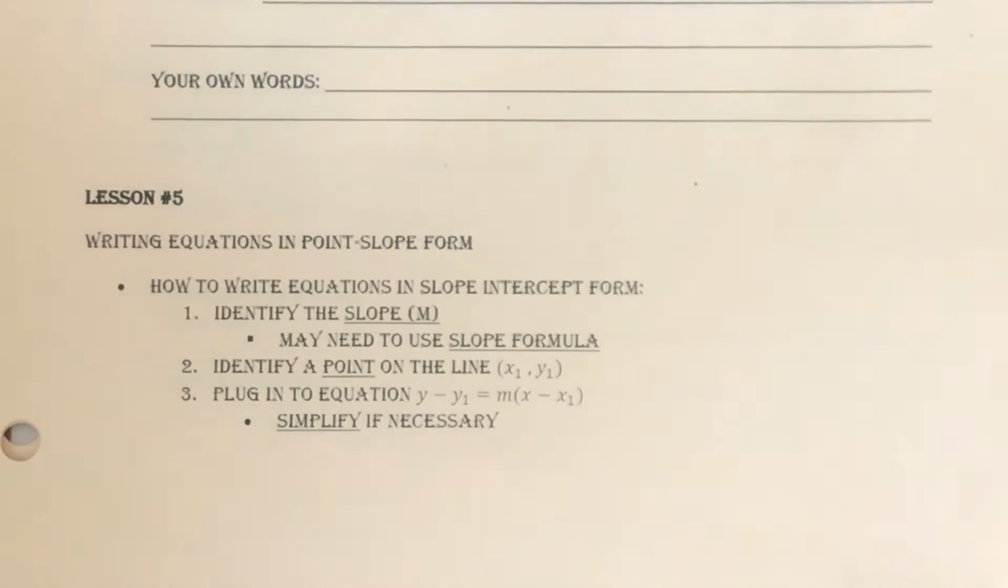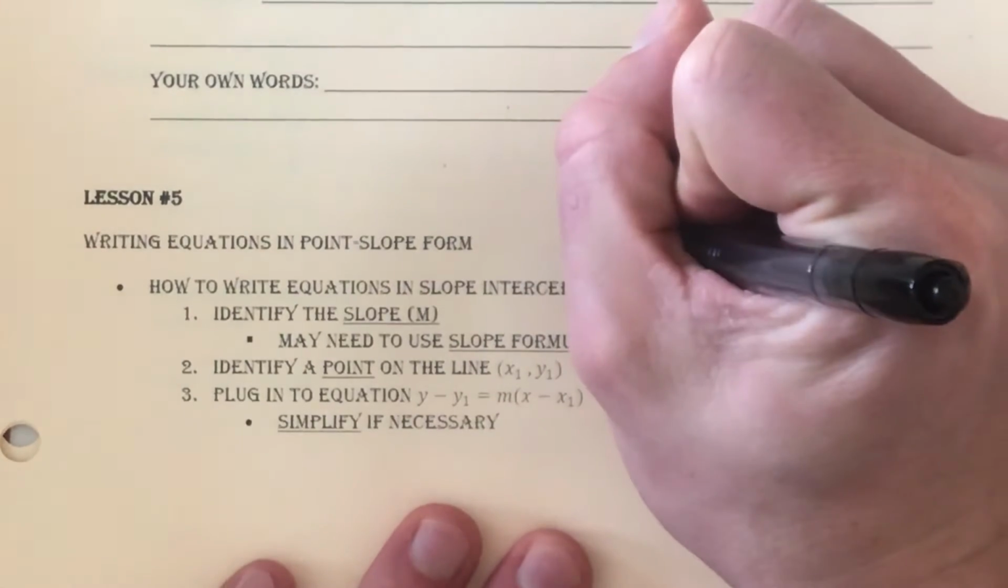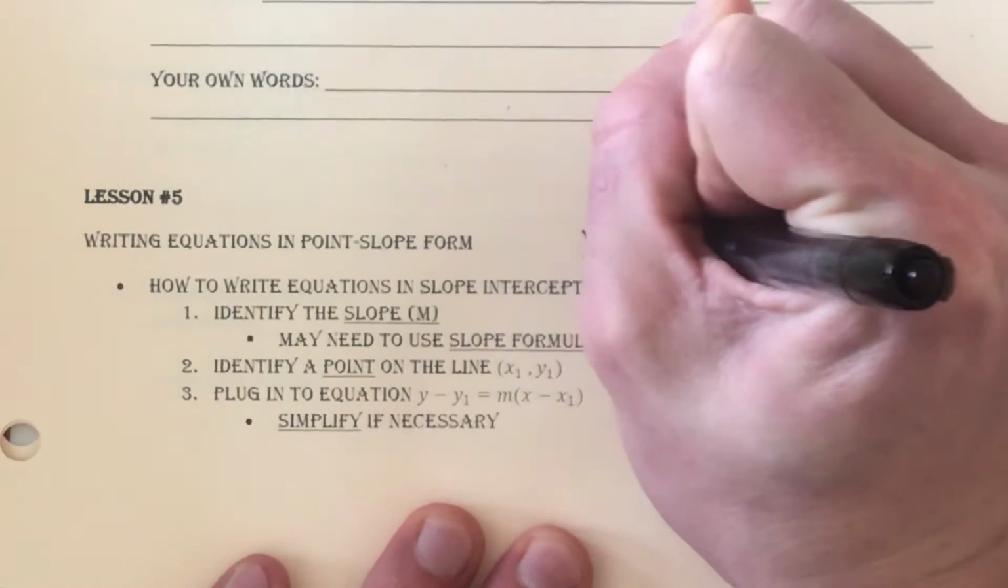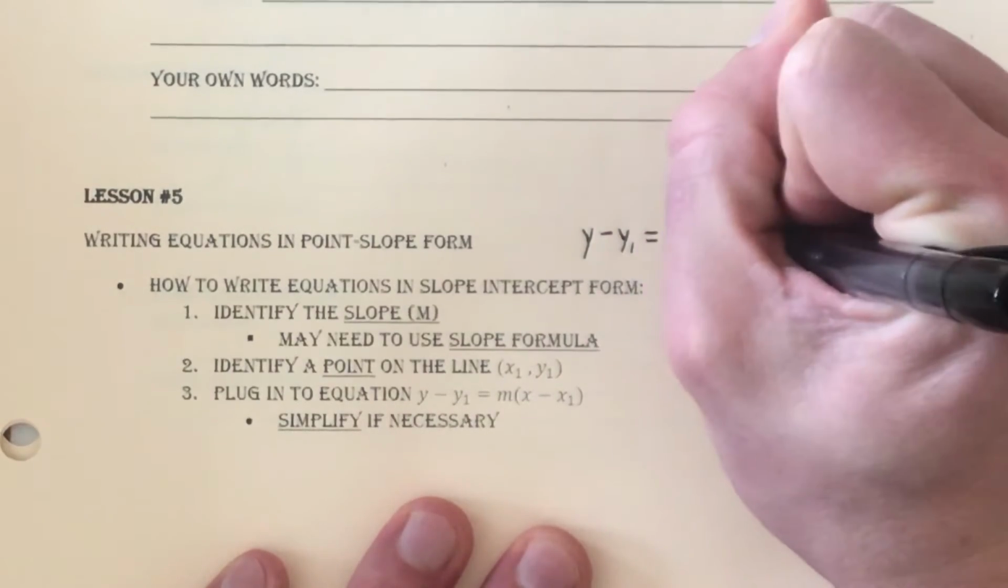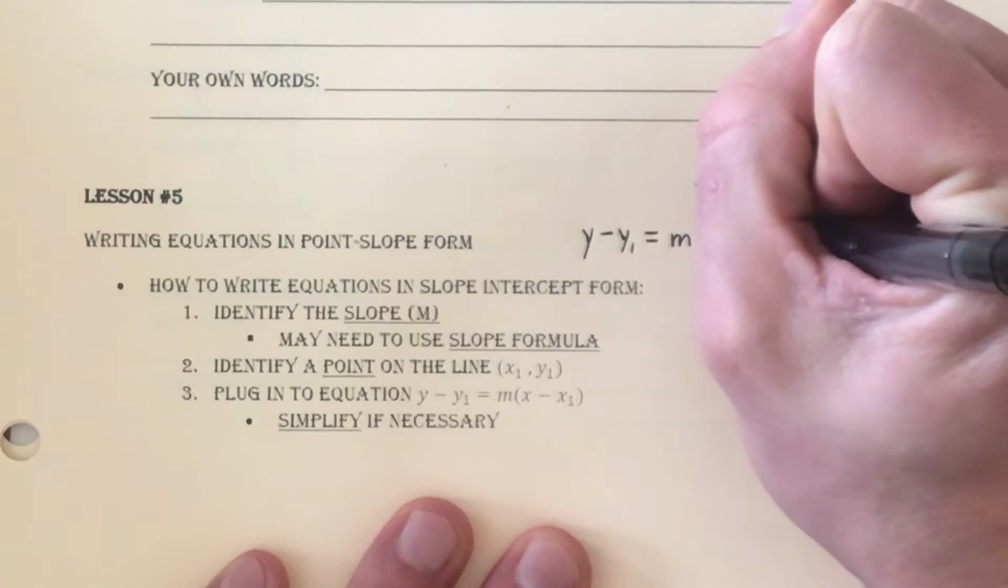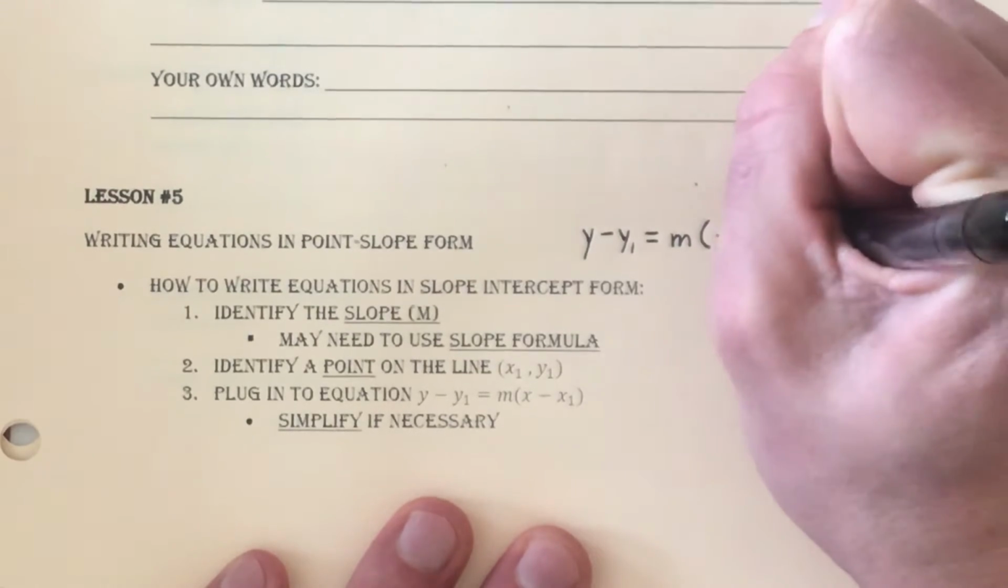So we're on to lesson number 5 in chapter 4, which is all about writing linear functions. In lesson number 5, we're going to start a new concept known as writing equations in point-slope form. And as you should have learned from your definition, point-slope form looks like this: y minus y1 equals m times, in parentheses, x minus x1.